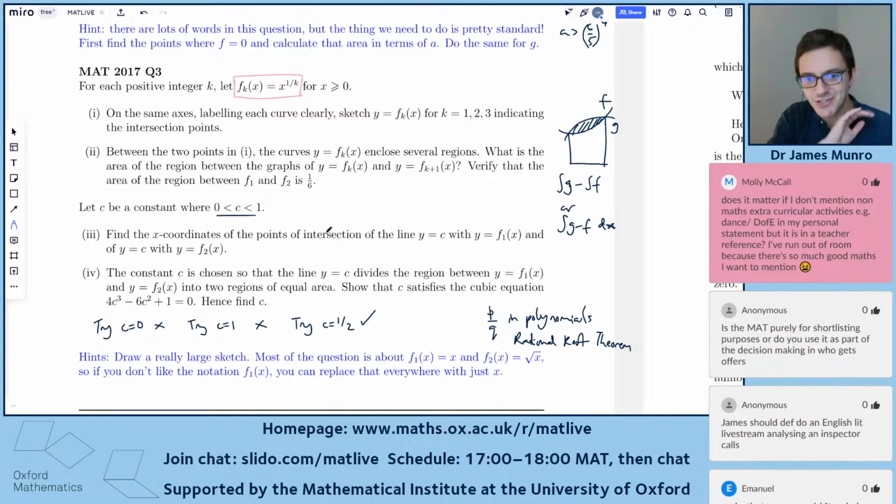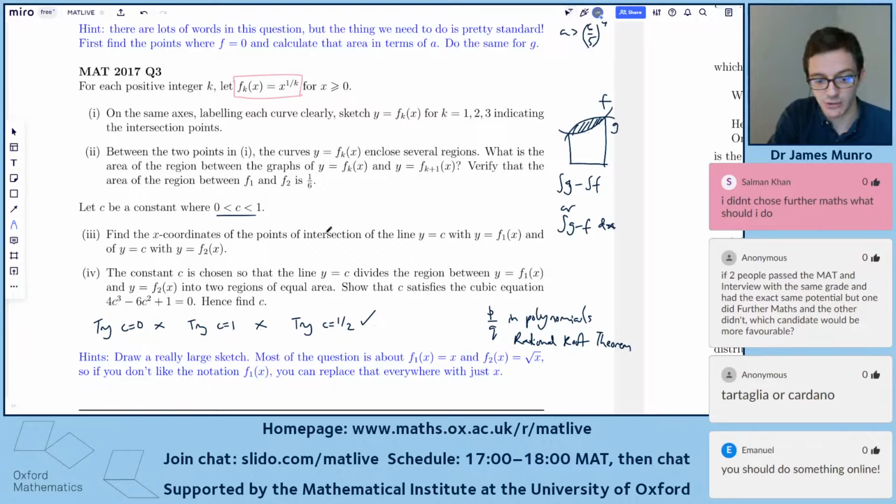It's not a disaster. You can still do some bits of further maths. We make a very small number of offers occasionally to people who don't have further maths, usually because their school or college didn't offer it. But we know that some people discover a love of mathematics during year 12. Okay.